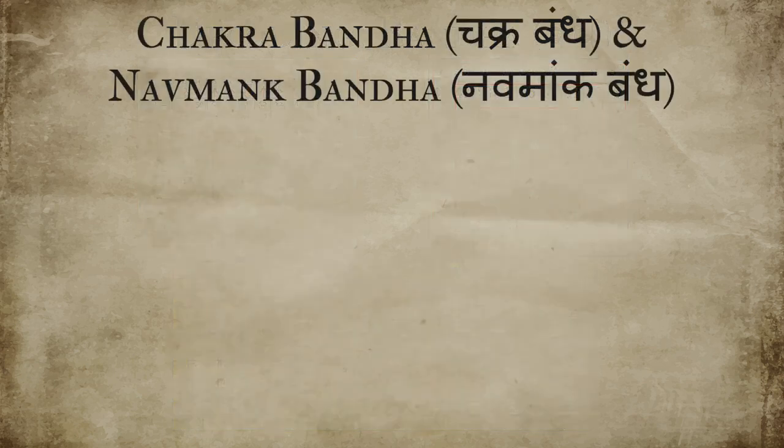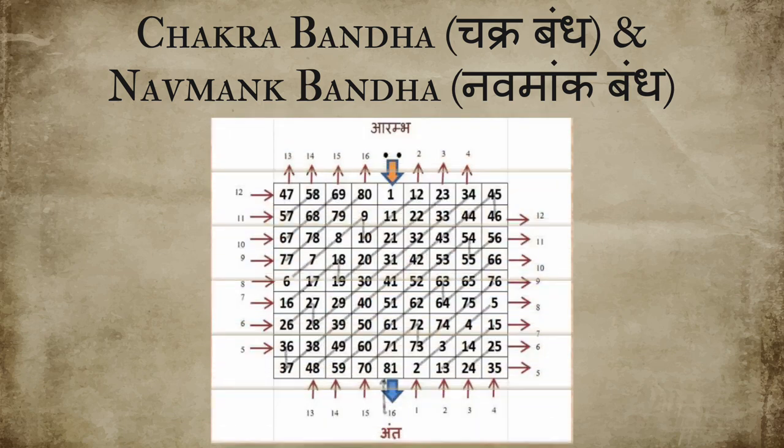However, the entirety of the first volume is primarily decoded with just two bandhas, known as chakrabandh and navmangbandh. Think of them as two particularly useful bandhas. Both of these bandhas work like the diagonal one that we just saw. Let me explain with the help of an example.